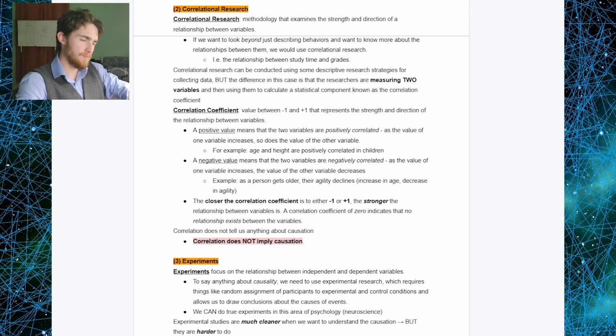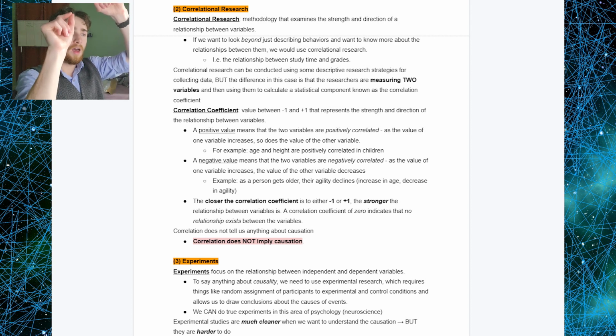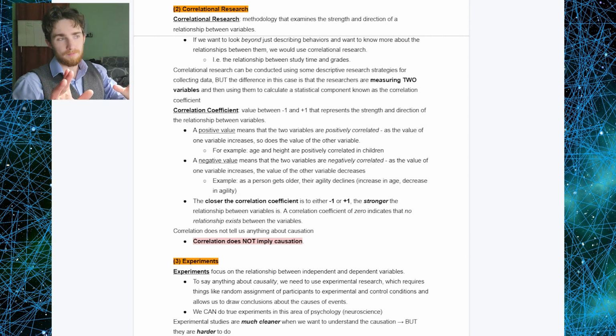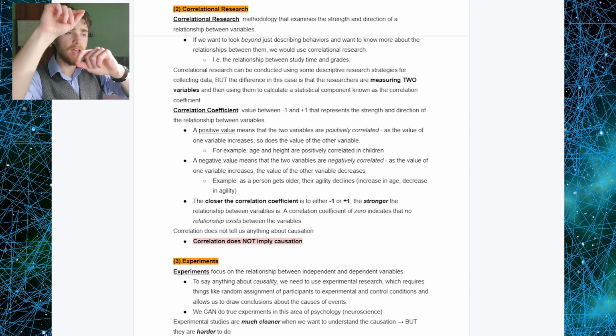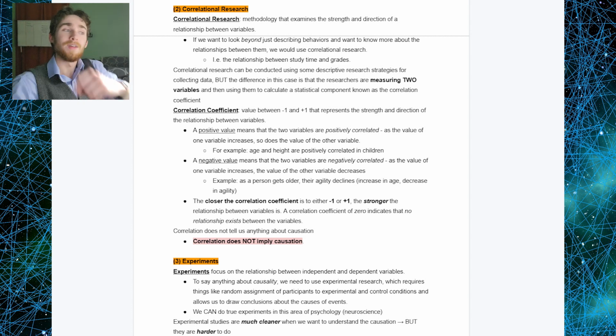Oh, and I should also mention that with the positive value of the correlation coefficient, two variables go up together, but they also go down together, right? So if I have two variables with positive correlation, they're both going up, and they both go down. They go together. With a negative correlation, what that means is that as one goes up, the other goes down. As one goes down, the other goes up. They are negatively correlated, negative value of the correlation coefficient. The closer the correlation coefficient is to either -1 or +1, the stronger the relationship between the variables is. A correlation coefficient of 0 indicates that no relationship exists between the variables.